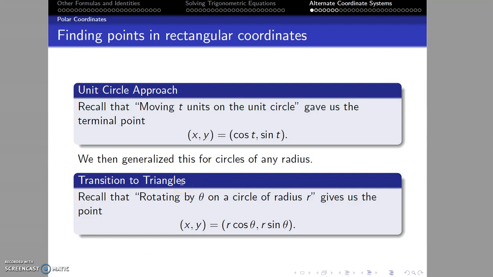It turns out that this is something that we have been subtly building towards all semester long. And I'll show you what I mean here in a second. Remember from the very get-go, the unit circle. We could define a point on the unit circle as where we end up after we move t from our starting position counterclockwise. So moving t units on the unit circle gave us some terminal point, and the coordinates of that was given by cosine t, sine t.